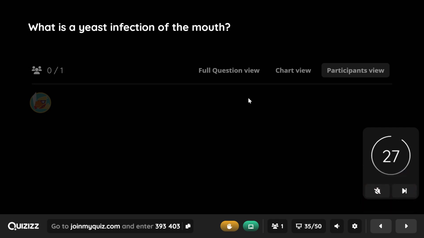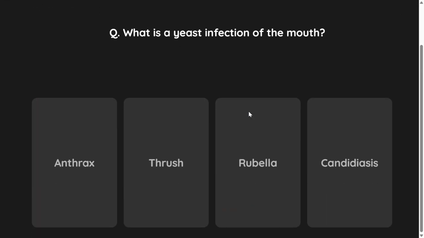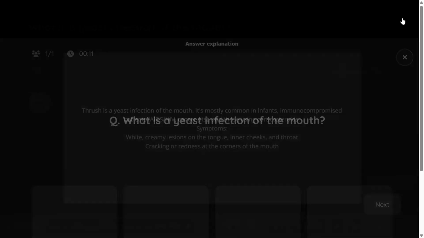What is a yeast infection of the mouth? Is this anthrax, thrush, rubella, or candidiasis? If you said thrush, then you are 100% correct.